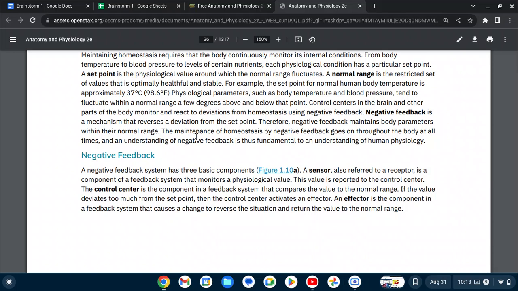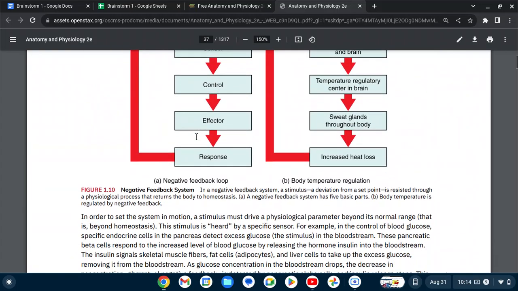Negative feedback. A negative feedback system has three basic components. A sensor, also referred to as a receptor, is a component of a feedback system that monitors a physiological value. This value is reported to the control center. The control center is the component in a feedback system that compares the value to the normal range. If the value deviates too much from the set point, then the control center activates an effector. An effector is the component in a feedback system that causes a change to reverse the situation and return the value to the normal range.